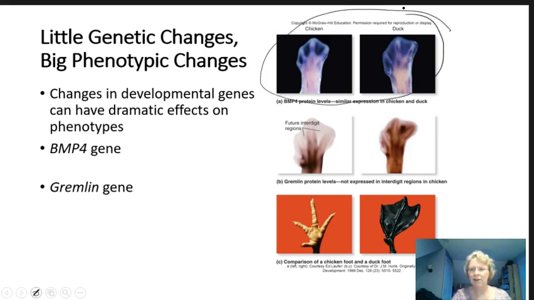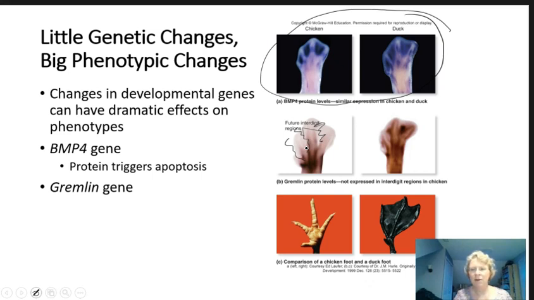See the illustration there. The BMP4 gene codes for a protein that initiates apoptosis, or controlled cell death. By activating BMP4 in the developing foot, the cells forming the webbing right here between the developing bony digits undergo apoptosis and die, removing that webbing.